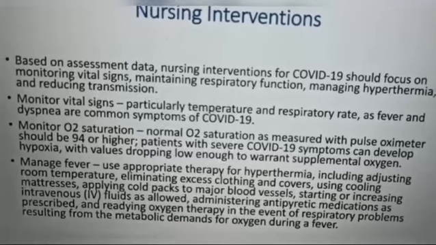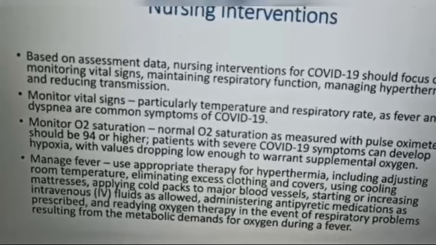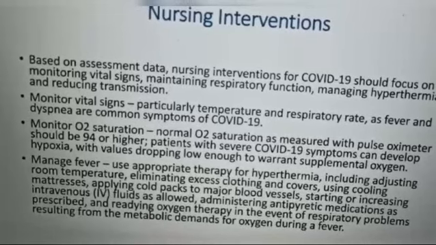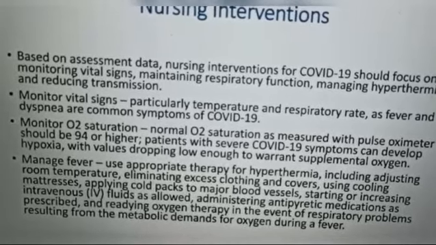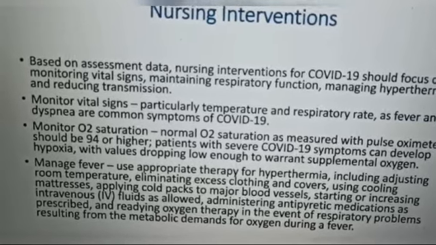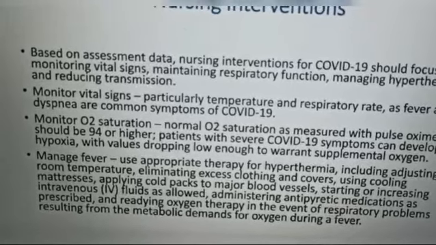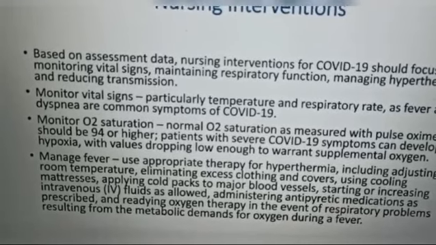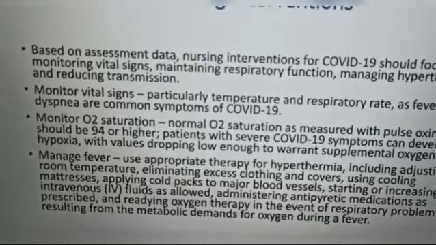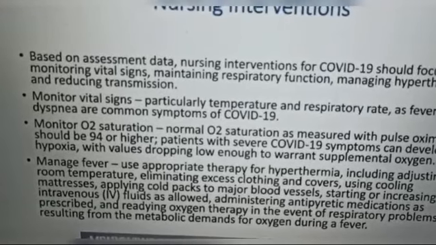A patient with severe COVID-19 symptoms can develop hypoxia, so it is important to monitor the oxygen saturation of the patient. As the patient may show signs of hyperthermia, we have to manage fever using appropriate therapy. For example, we can eliminate excess clothing and covers, use a cooling mattress, apply cold packs to the major blood vessels, increase intravenous fluids and administer antipyretic medications. At the same time we have to adjust oxygen therapy in the event of respiratory problems.